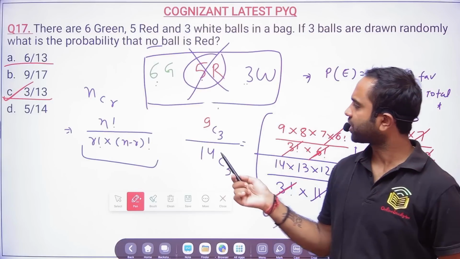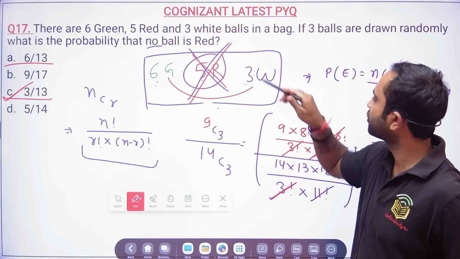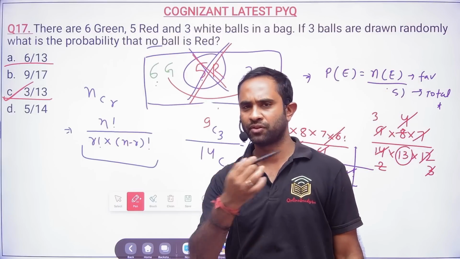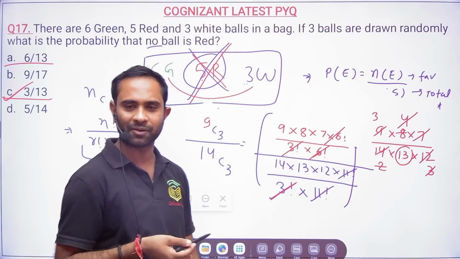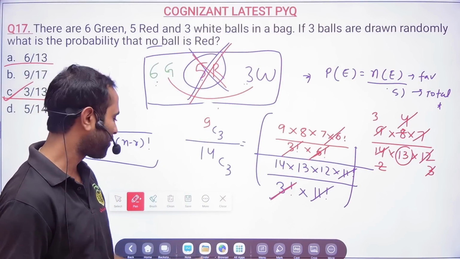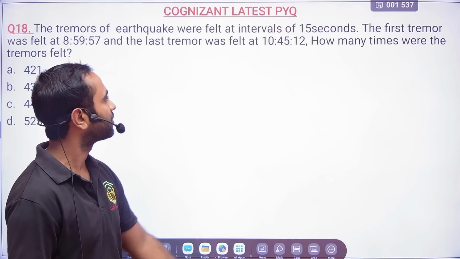There is a small mistake. See, you don't take from red, then what is remaining? 6 plus 3 is 9. Somehow I had taken 6 plus 5 is 11. That I have already corrected. So please watch the complete video and then comment. Otherwise many will tell, sir, 6 plus 3 is 9, you have taken 11. Okay. Anyway, now the next question.